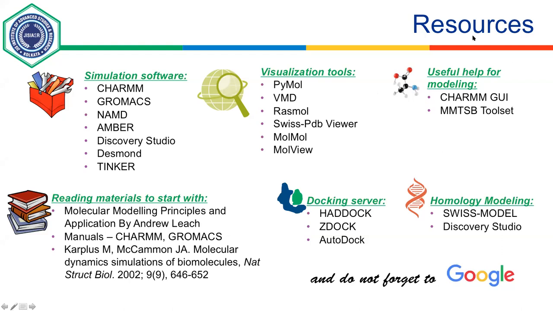For proteins of unknown structure, we use homology modeling to get a predicted starting structure. Swiss Model, Discovery Studio, etc. AutoDock, ZDOCK, HADDOCK, these are a few docking softwares. CHARMM-GUI and the MMTSB toolset are two very, very helpful tools. Without these, life is so difficult for a person who regularly uses molecular MM simulation.